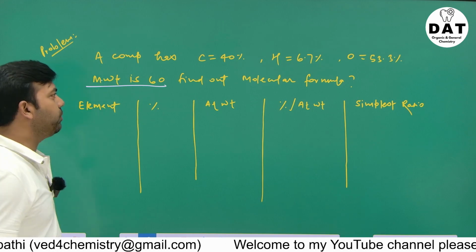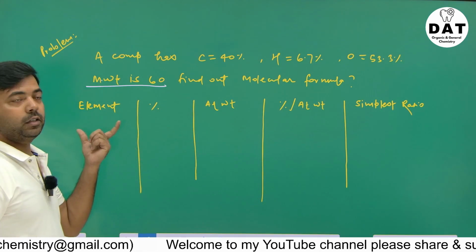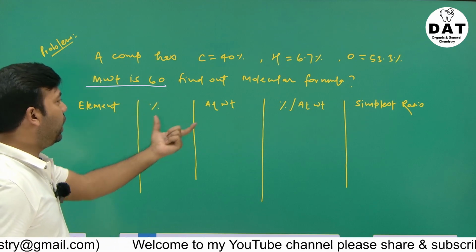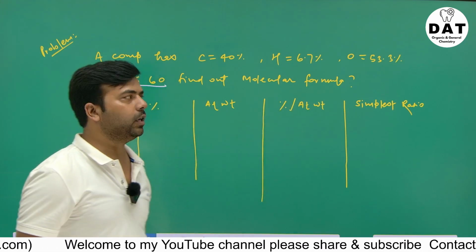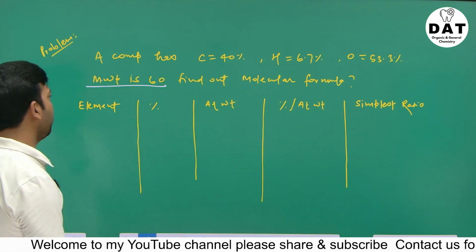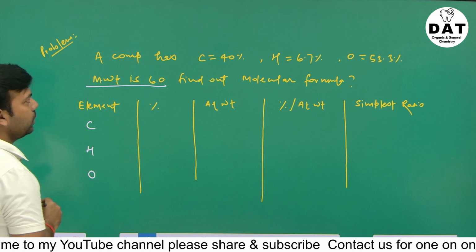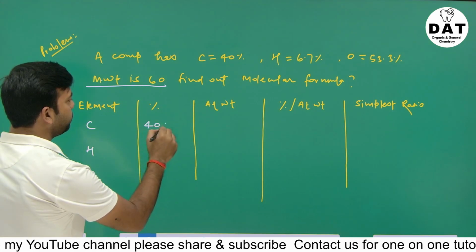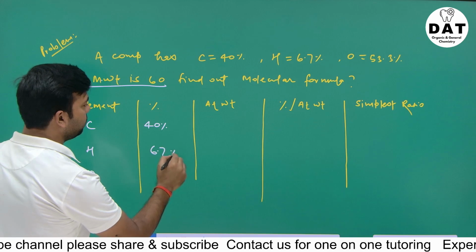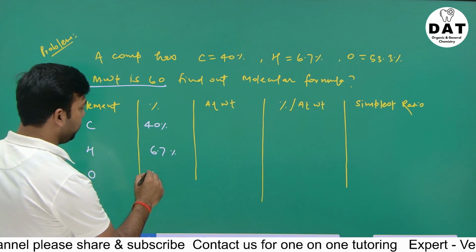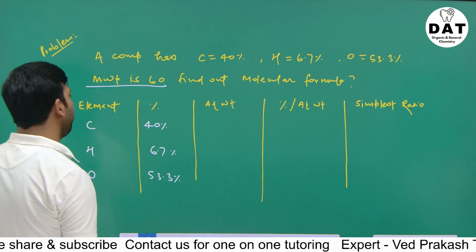So whenever you have such a type of question, always generate this table. The first column is the element, then percentage value, atomic weight, then the ratio of percentage with atomic weight, and then the simplest ratio. Look here. Elements we have: carbon, hydrogen, oxygen. Carbon percent is 40. Hydrogen percent is 6.7. And oxygen is 53.3%.